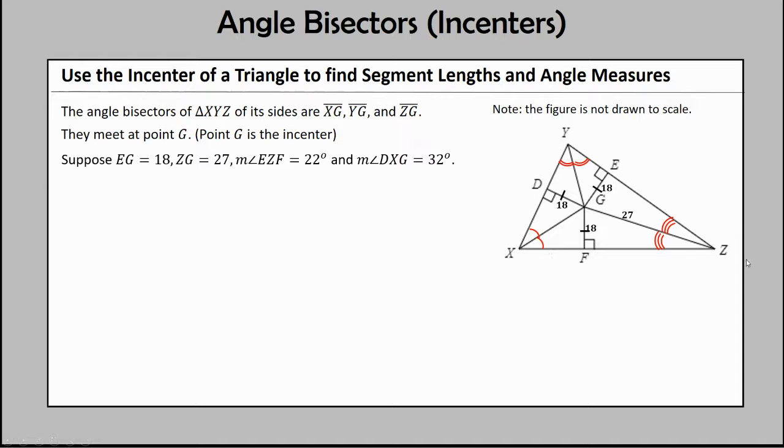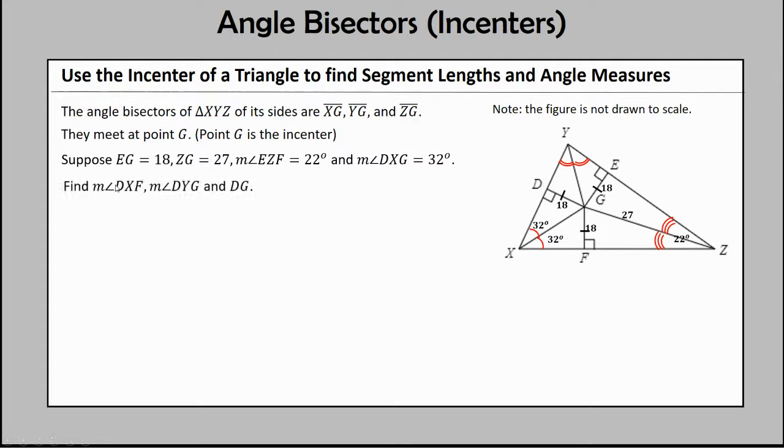EZF. So go find EZF. So this whole angle, not one or the other, the whole thing here is 22. I'm just going to put it right on the line. This whole angle is 22 degrees. DXG here, just this half of this whole angle is 32. That means this half is 32. So hopefully you see the difference in how these are labeled.